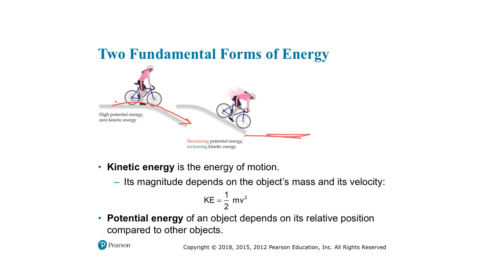If you're higher up, you have a greater potential energy than if you're lower down. Kinetic energy, meanwhile, is just the energy associated with motion. So kinetic energy is just equal to 1/2 mv squared, where v is the velocity and m is the mass of the object. So if an object's in motion, then it has a particular kinetic energy that's associated with the mass and the velocity of that motion.